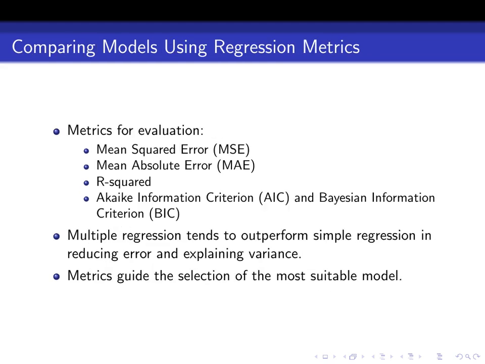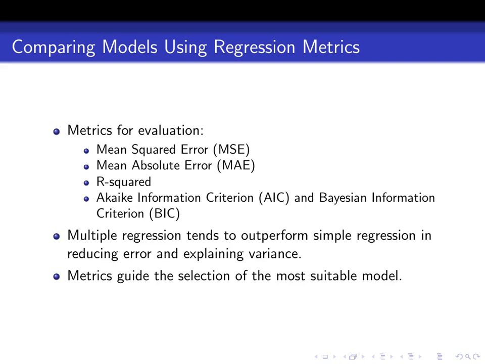When comparing these models, we use several metrics: mean squared error, MSE, and mean absolute error, MAE, measure prediction accuracy. R² quantifies the proportion of variance explained by the model. Statistical criteria like Akaike information criterion, AIC, and Bayesian information criterion, BIC, help assess model complexity and fit.